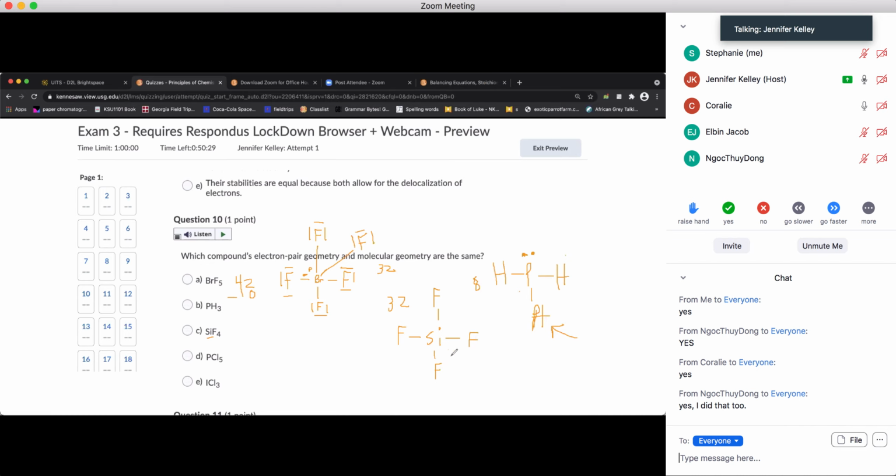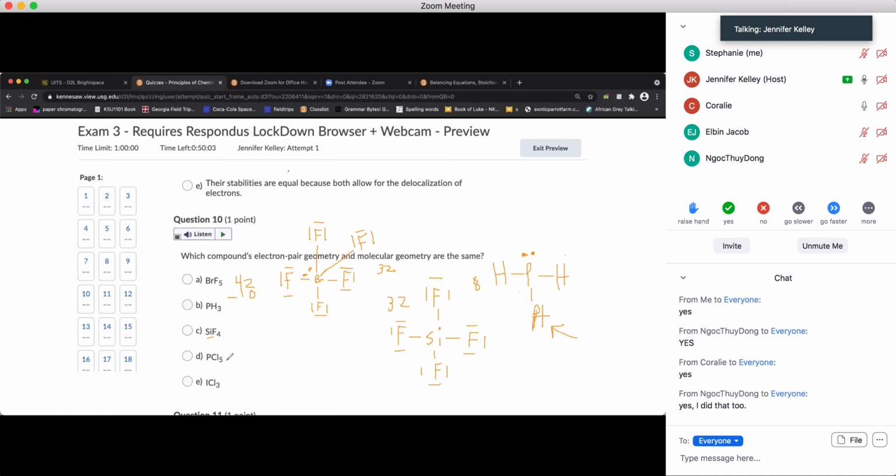Okay, so we had 32. We've used up 2, 4, 6, 8. So 32 minus 8. 8 times 4 is 32, so it's 24. So we have 2, 4, 6 times 4. Yeah, so this one definitely would have both the same, and this one would be tetrahedral.